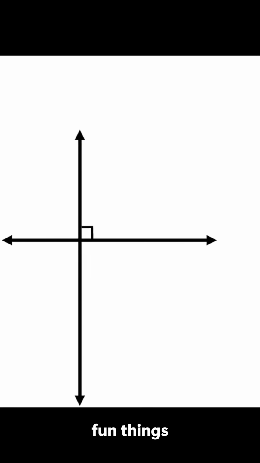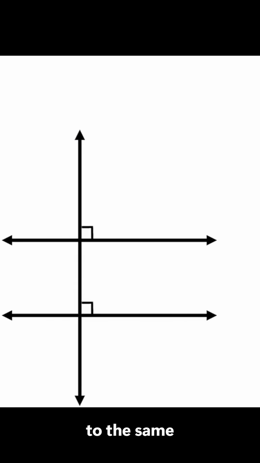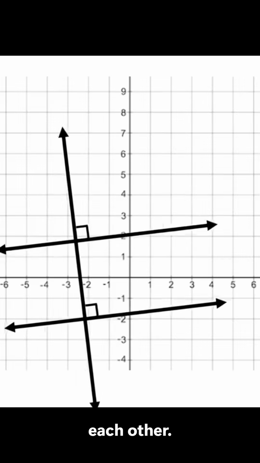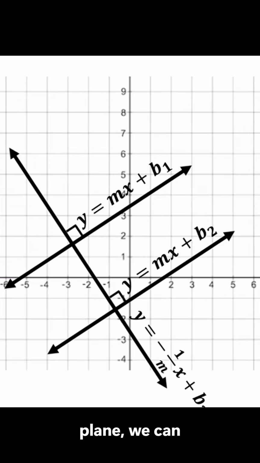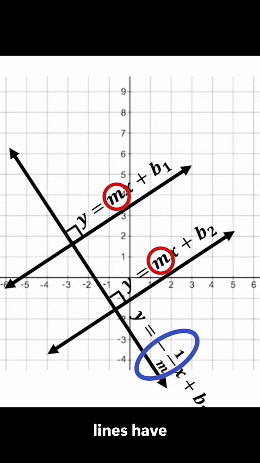And we can observe fun things like the fact that two lines perpendicular to the same line will be parallel to each other. And if we bring back the coordinate plane, we can give equations to our lines, and we notice that parallel lines will have the same slope, and perpendicular lines have negative reciprocal slopes.